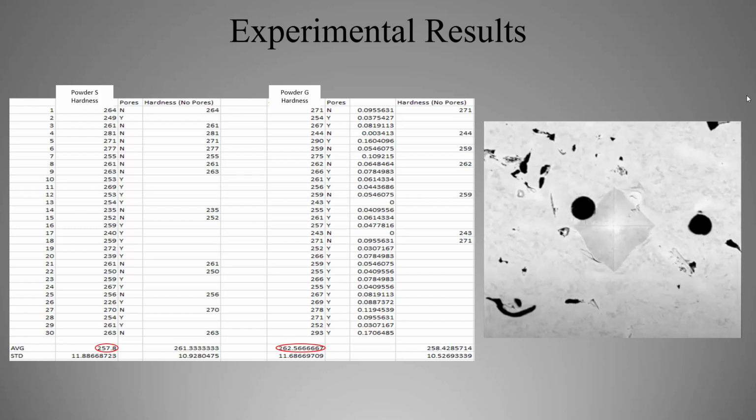Pores affect the hardness values significantly. The pores table indicates if the indentation hit a pore or not. The powder G sample has fewer spots with no pores as compared to the S sample, as we can see in the table. The average hardness value for the G sample is 262.56 while for the S sample it is 257.8, which means that powder G sample has more hardness.